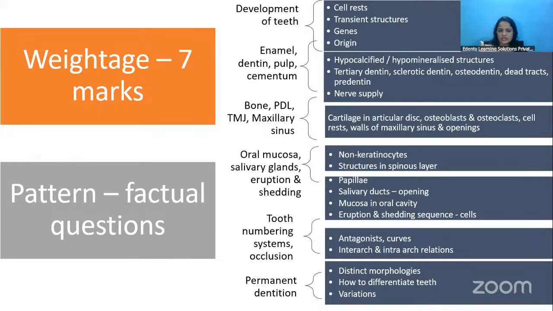The next topics are the bone, periodontal ligament, TMJ, and maxillary sinus. Regarding the bone, there was a question on the RANKL pathway, and which bone cell it is activating. So such deep questions from the bone can be asked. From the PDL, the fibers and the cells in the PDL can be asked. In TMJ, the articular disc and what it is made up of, what type of cartilage, all such questions can be asked.